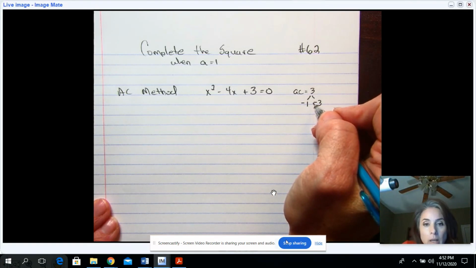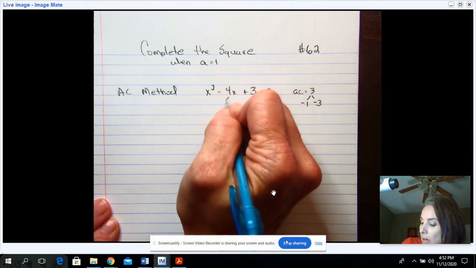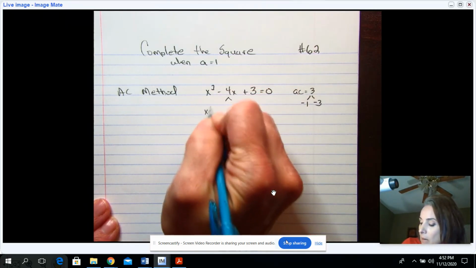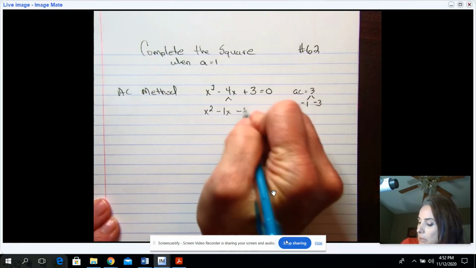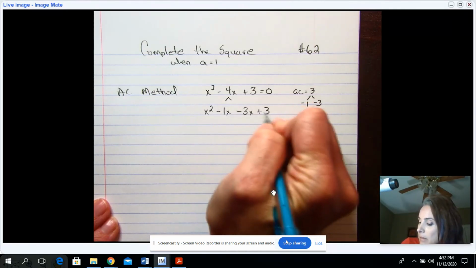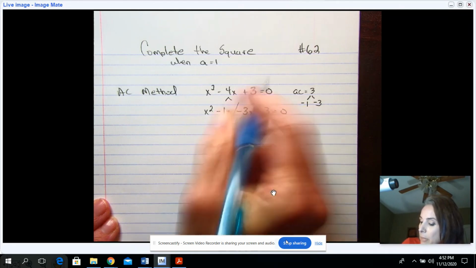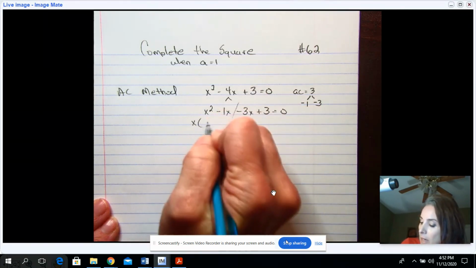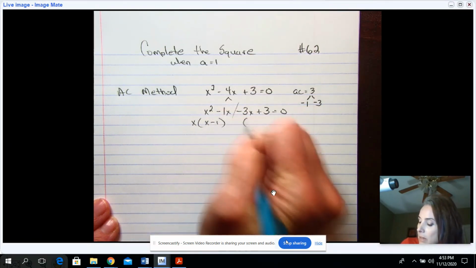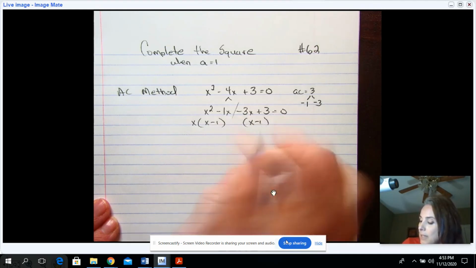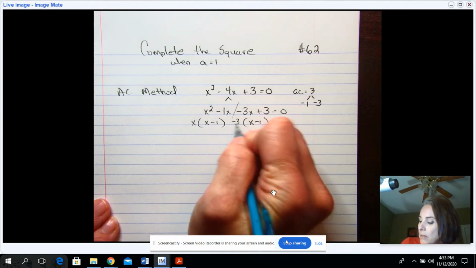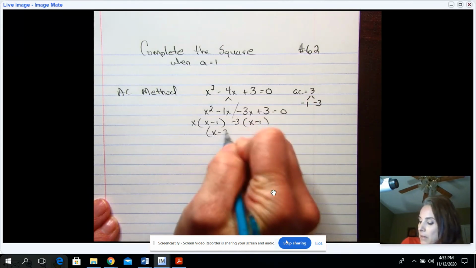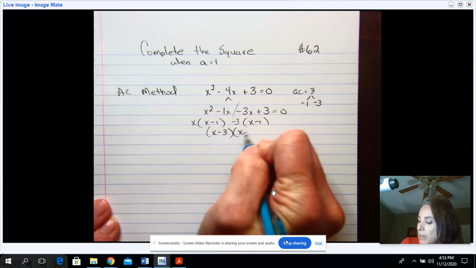You can use your shortcut right now, but I'll just go ahead and work it all out. So I'm going to replace that with minus 1x minus 3x plus 3. Remember to factor by grouping. I'm going to take an x out, and I'm left with x minus 1. That has to be the same exact thing. 3 divided by negative 1 is negative 3. Then you get x minus 3, x minus 1.